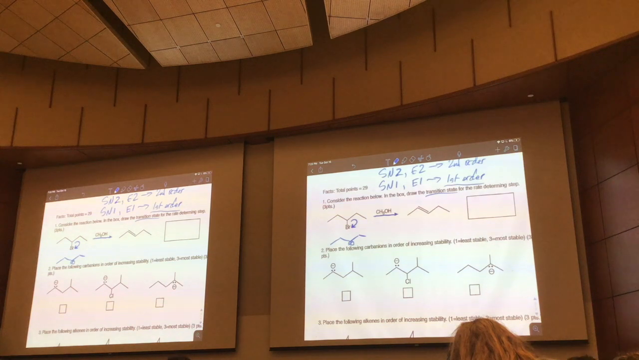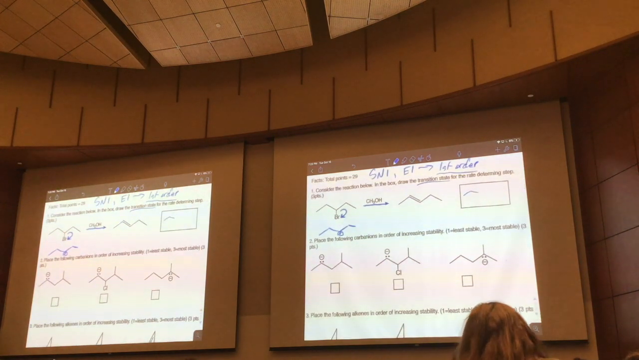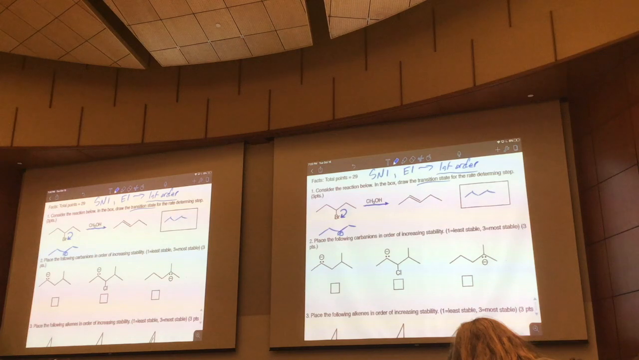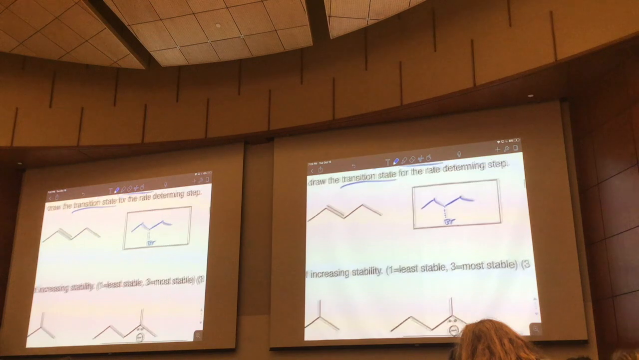They want us to show that happening. So what we're going to do, I'm going to draw a molecule. And we know that that bromine bond is breaking. So we're actually going to put that in a dashed line. Br. Okay, now we can look at this.